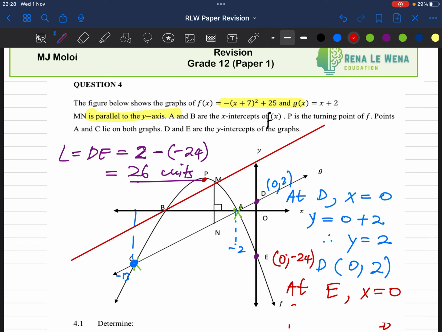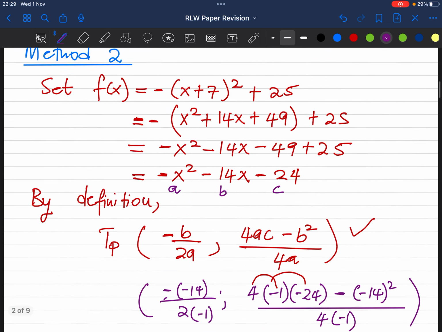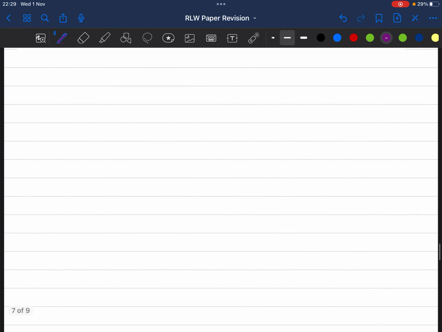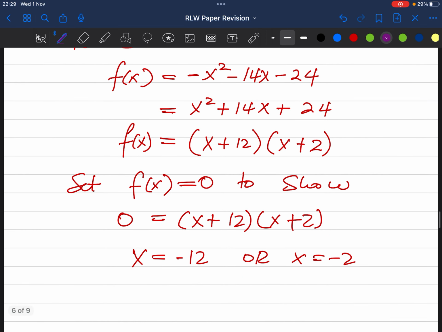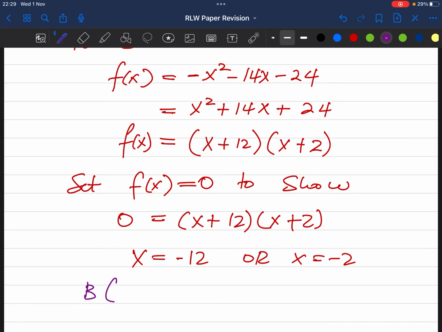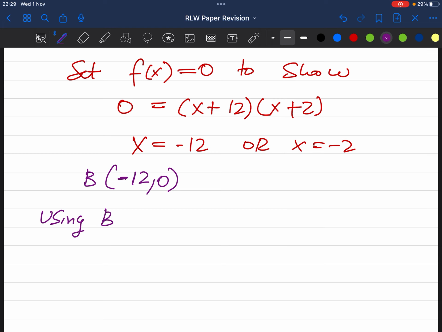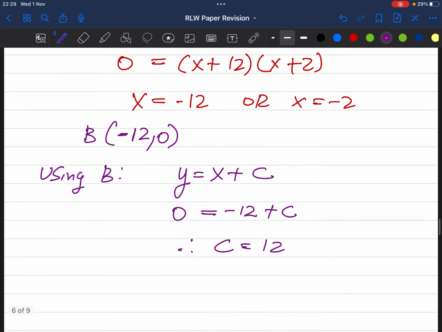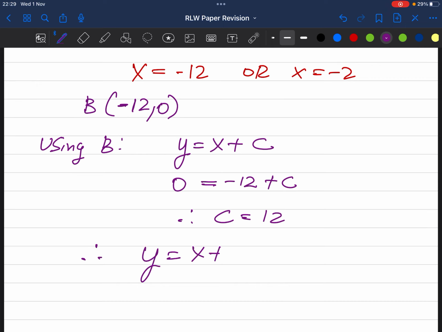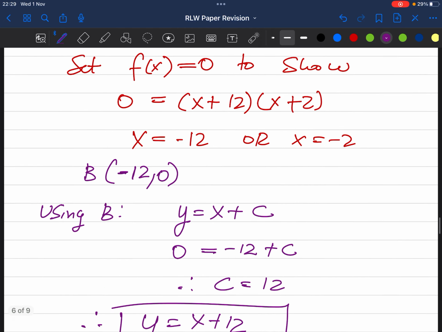So that means our B should be negative 12, as we have negative 13 here, so it makes sense. So the point B is negative 12, 0. Now using B, we have y equals x plus c, because already the gradient of that new function is 1, since they are both parallel to g. So 0 equals negative 12 plus c. Therefore my c is 12. So the equation that we are looking for is y equals x plus 12.